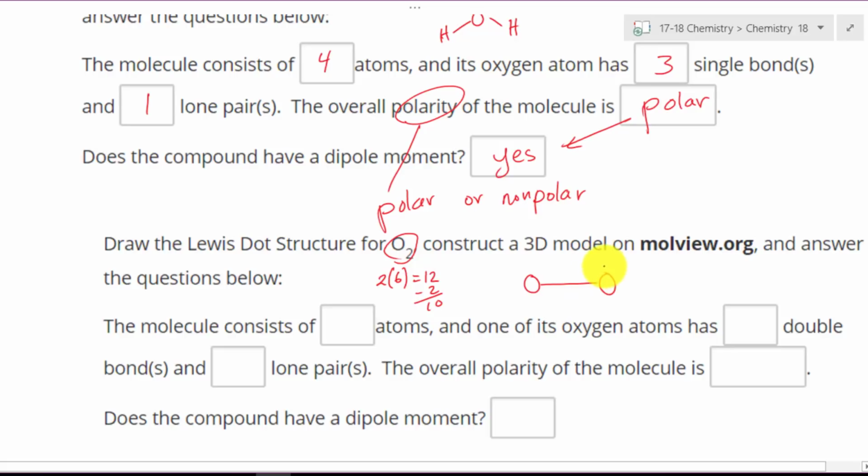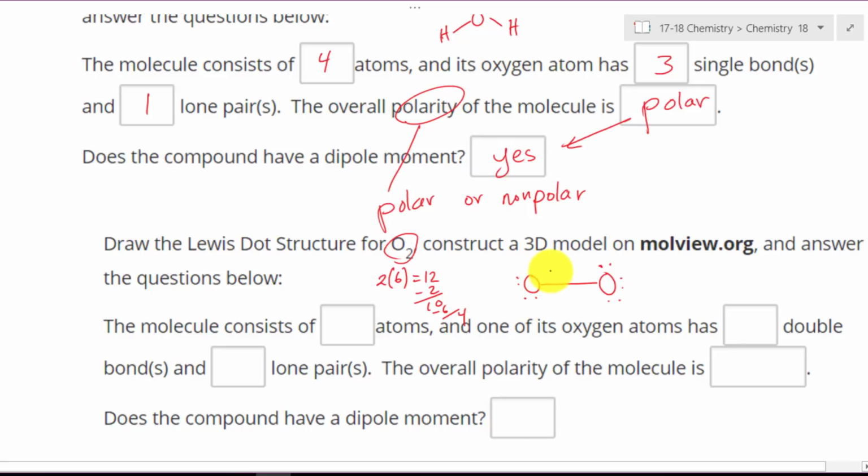So this one has 2 already, so it's going to need 6 more. But we use 6, so we have how many left? We only have 4 left. So we're going to put the 4 remaining one over here. And if you look at this atoms over here, this atom only has a total of 6 electrons. 2 from the single bond and 4 from the lone pair.